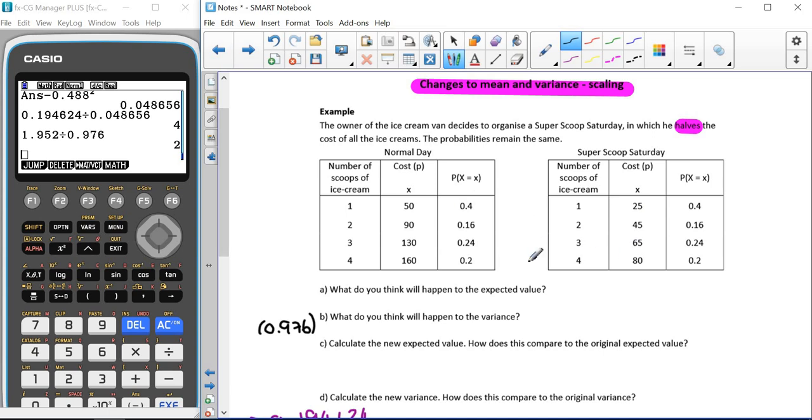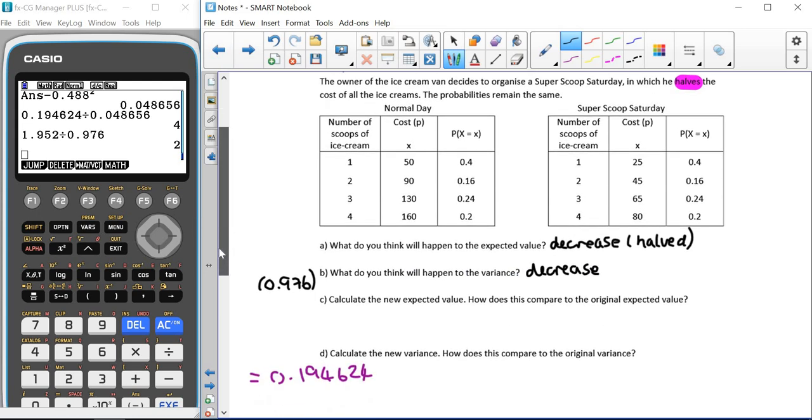Well, because he's selling everything for half the price, we'd probably expect the prices to be halved, so we're expecting it to decrease. You can be more specific and put halved as well. For the variance, it's a bit harder to say what's going to happen, but if we have a look at the values, we can see here that we're going from 50p to £1.60, and here we're going from 25p to 80p. So the new Super Saver Sunday values are closer together, so we're expecting the standard deviation to decrease, which means that we're expecting the variance to decrease because our values are closer together.